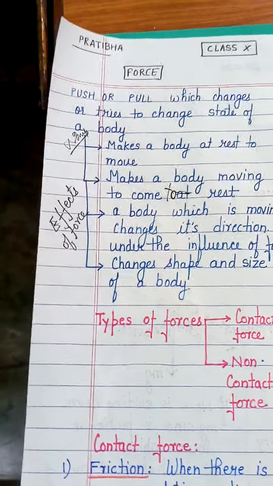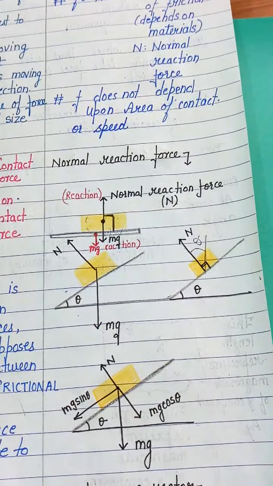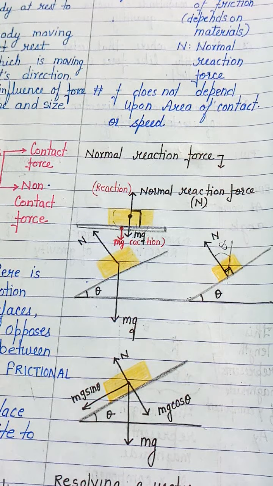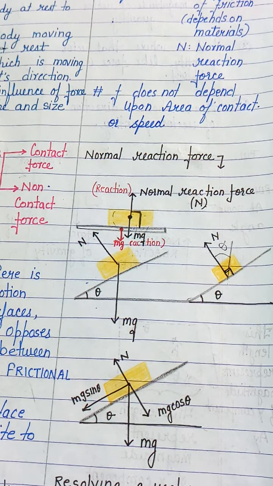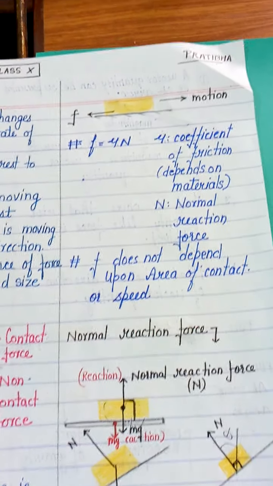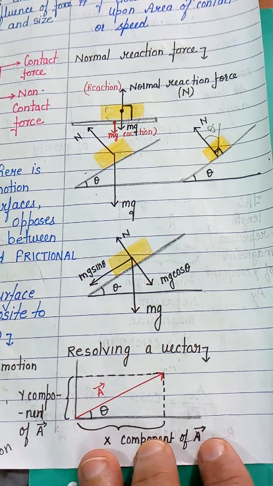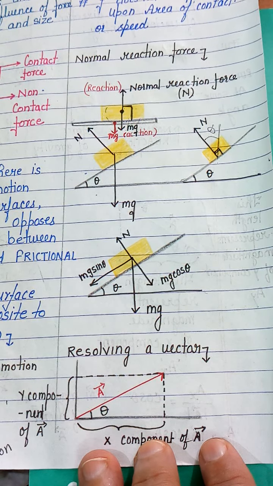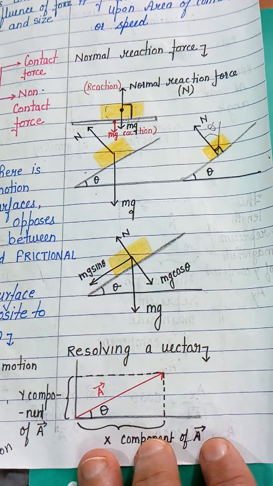So today we studied the effect of force, types of force, and in contact forces we studied friction and normal reaction force. We can talk further only when we understand a little concept of resolving a force, what resolving a vector quantity is, and what the components of a vector quantity are. So you note all the points and go through the points again till we meet in the next class with the concept of resolving a vector, right? In the next class we will also talk about the contact force tension.